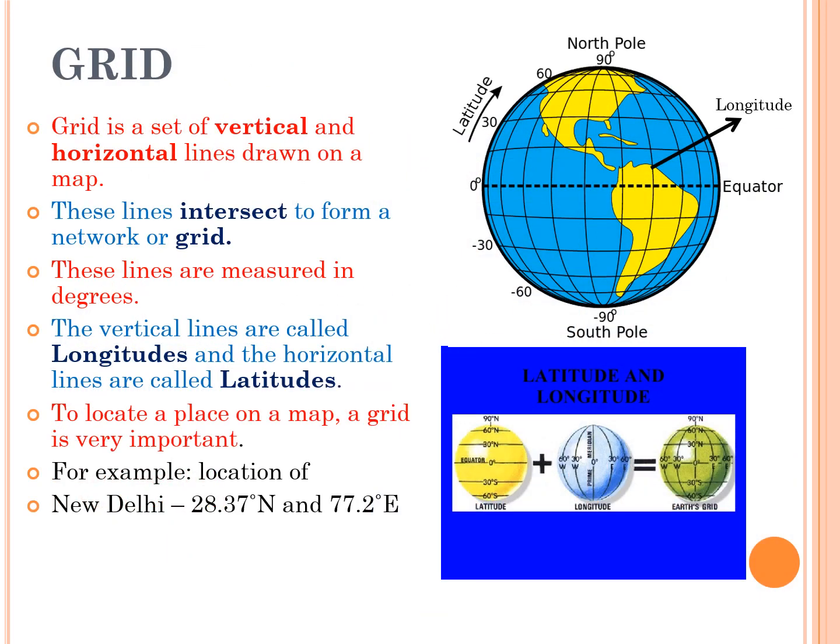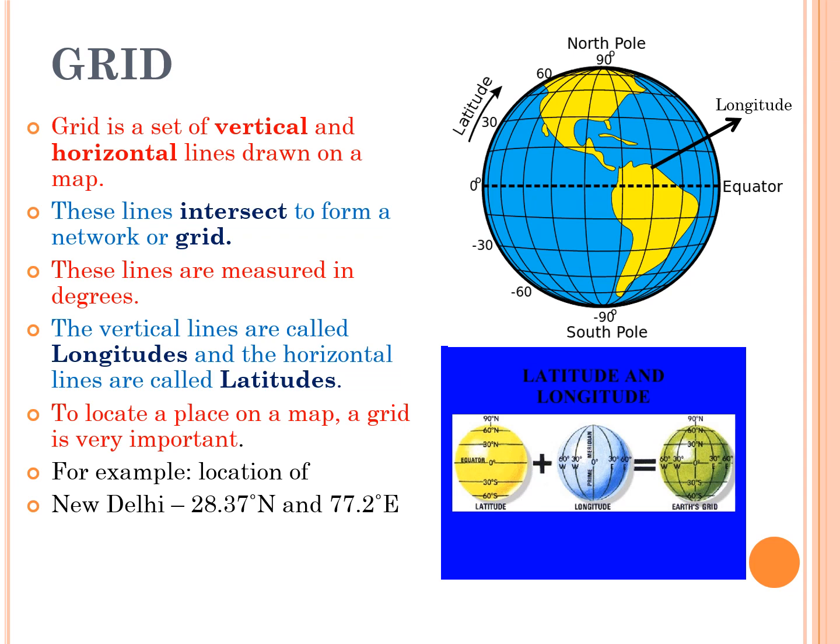The next essential feature of a map is the grid. It is a network formed by the intersection of vertical and horizontal lines, that is, longitudes and latitudes drawn on a map. These lines, measured in degrees, help to locate places. They work as an address for a place in the map.